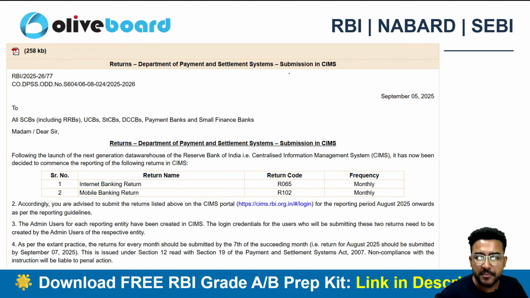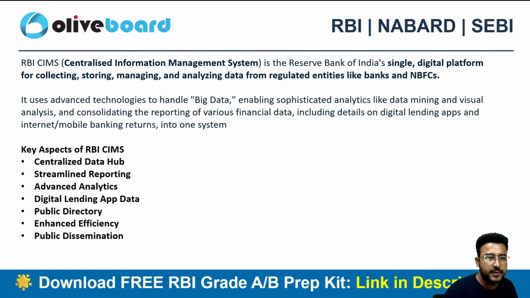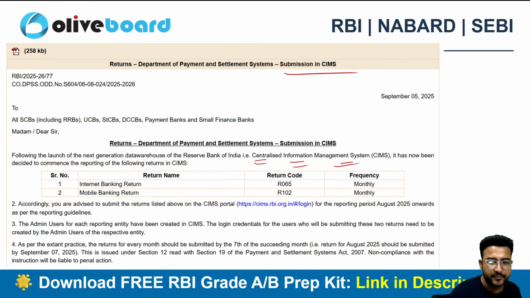Next is related to submission of your CIMS. Now what is CIMS? It's the Centralized Information Management System. The Reserve Bank of India has created a single digital platform where they can collect, store, manage and analyze any kind of data coming from the regulated entities like banks and NBFCs. So definitely banks and NBFCs are submitting different data. So it's a single digital platform for collecting and analyzing, right?